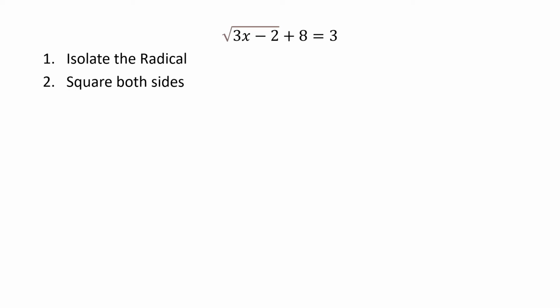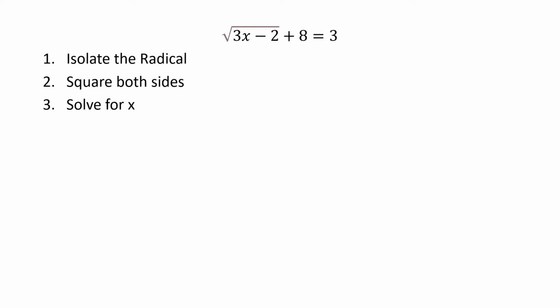Your second step, in order to get rid of the square root sign, and we talked about this in a previous lesson, the opposite of square rooting is squaring. So we're going to square both sides. Then we're going to solve for x. So those are the steps we're going to follow. Let's work through this one and you can see what all those steps look like individually.